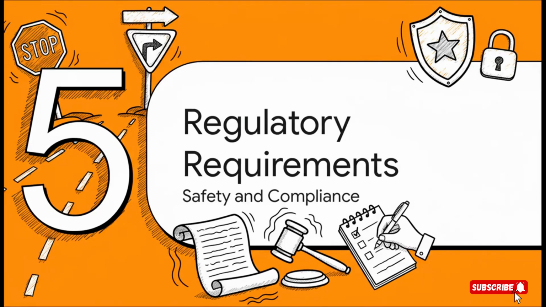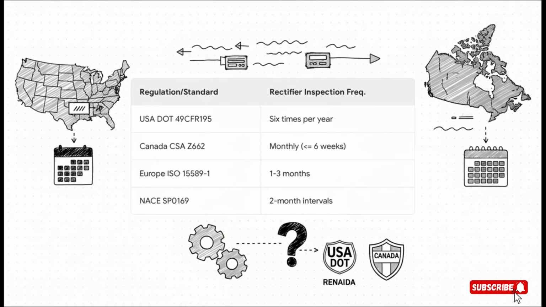And all of this brings us to our final section, the rules of the road. Because in most industries, all this monitoring and record keeping isn't just a good idea, it's the law. This table tells a really important story. You can never, ever assume the rules are the same everywhere. For a regulated pipeline in the US, you're checking that rectifier 6 times a year. But hop over the border to Canada, and suddenly it's a monthly check. This just hammers home the point that you have to know the specific regulations for your specific location and industry.